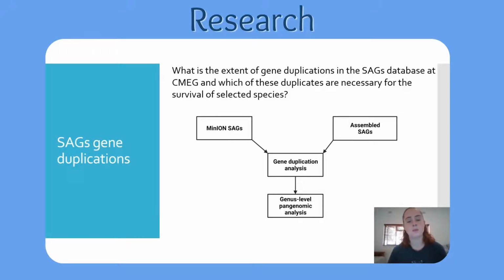So to look at gene duplications in the SAGs that we have at CMEG, I'm going to use a MinION device to resequence the single-cell genomes in order to complete the genomes that we have. These reads will then be used to look for gene duplications in each of the SAGs using a BLAST-P all-against-all search. And then I will finally conduct a genus-level pangenomic analysis of important SAGs by downloading genomes of each genera from the NCBI, and I'll use Fourie to calculate the pangenome with a 75% sequence identity.